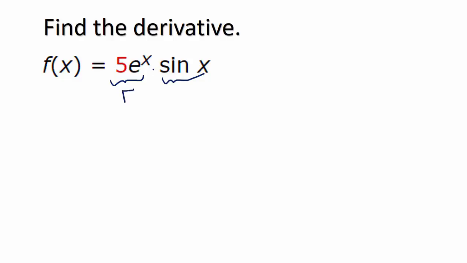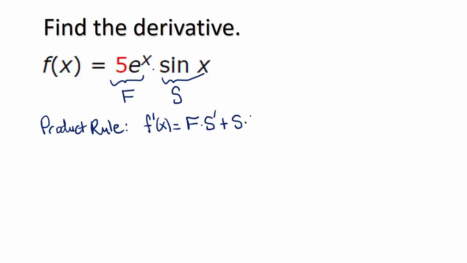So I like to think of the product rule in terms of the first and the second functions, capital F and capital S. So using the product rule means that the derivative f prime of x is going to be equal to the first function times the derivative of the second, plus the second function times the derivative of the first. In other words, we can't just take the derivative of each part and multiply them together. Wish we could, but we can't.